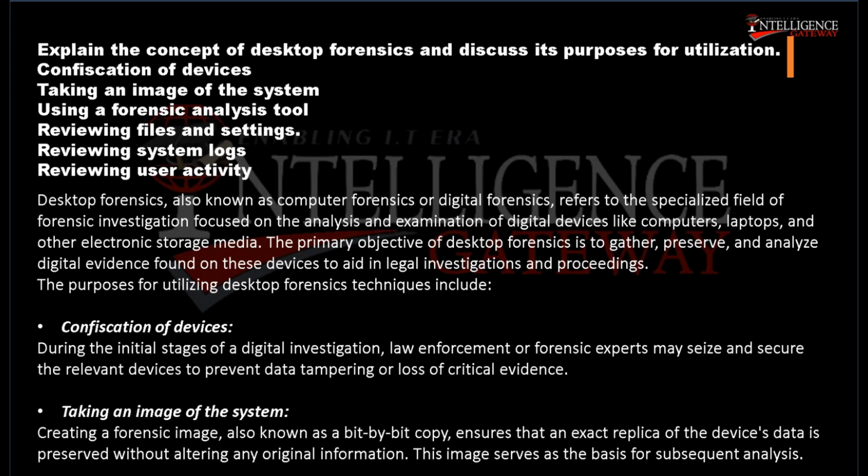The purposes for utilizing desktop forensics techniques include confiscation of devices. During the initial stages of a digital investigation, law enforcement or forensic experts may seize and secure the relevant devices to prevent data tampering or loss of critical evidence. Taking an image of the system, creating a forensic image, also known as a bit-by-bit copy, ensures that an exact replica of the device's data is preserved without altering any original information. This image serves as the basis for subsequent analysis.